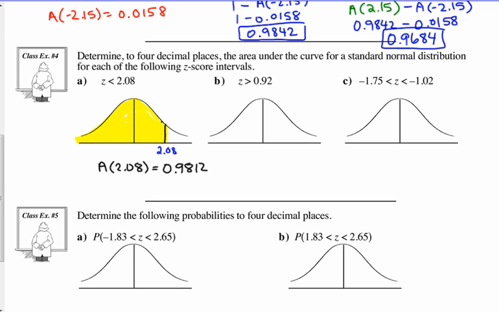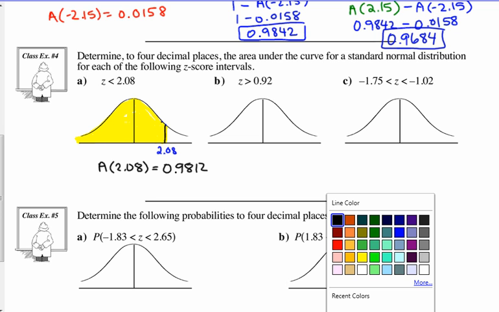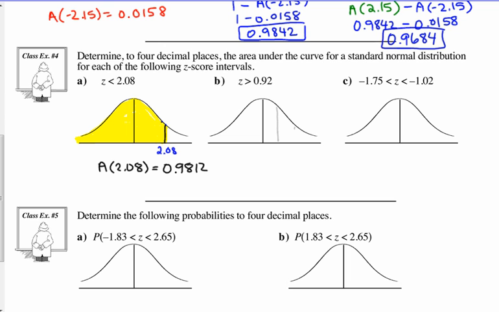Okay, let's try another one. When z is greater than 0.92, if we roughly sketch, just use gray. So here's our 1, 2, 3. It's very faint. So 0.92 would just be below 1, a z-score of 1. And we want z-score greater than, so we're looking for all this area.